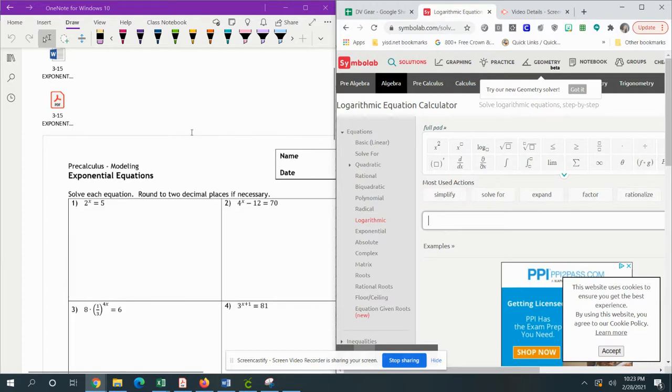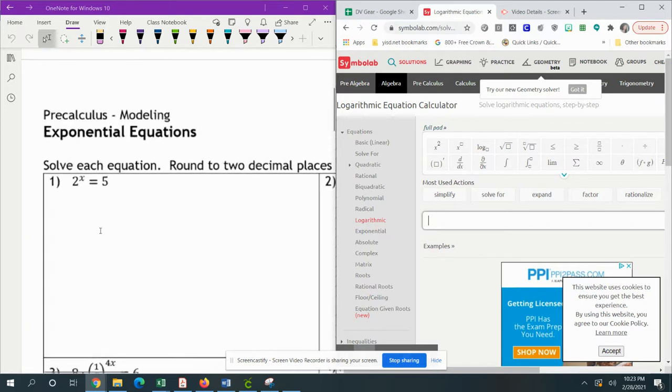So this time we're going to be solving exponential equations. It says solve each equation, round to 2 decimal places if necessary. Last time we were going from logarithms to exponential equations. Now we're going from exponential, and to solve we're going to have to change it into a logarithmic equation.